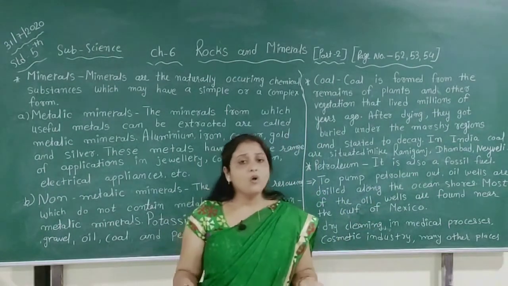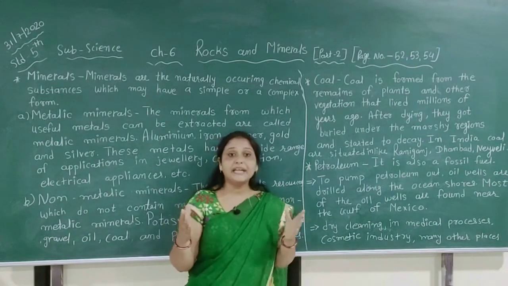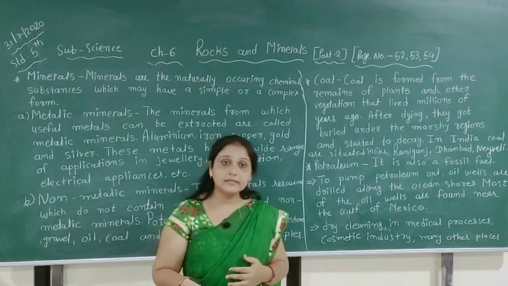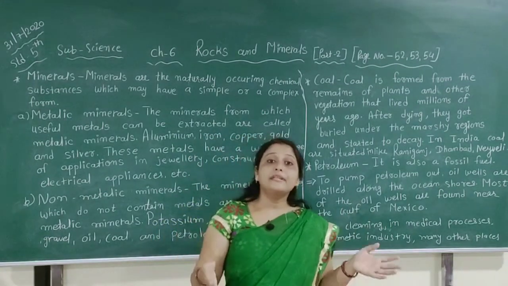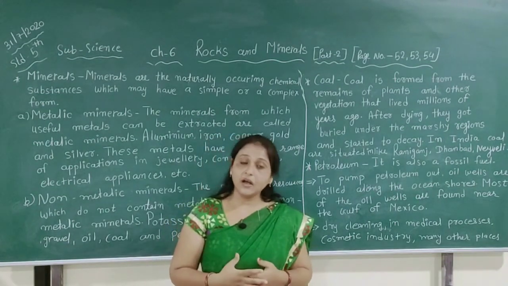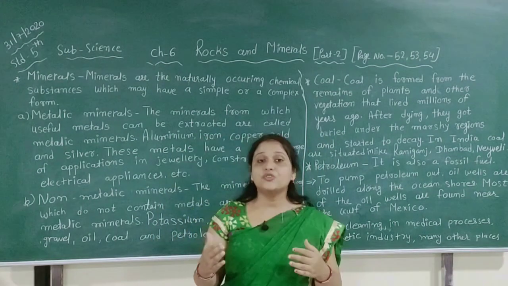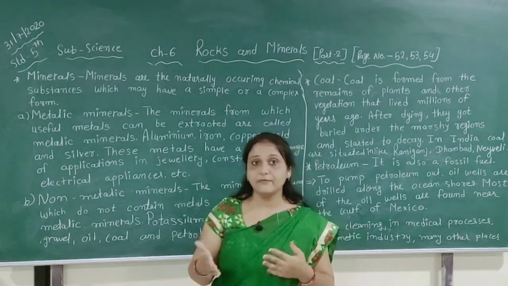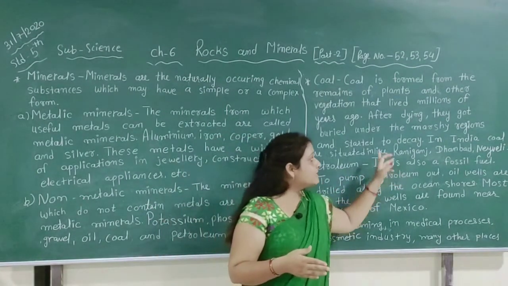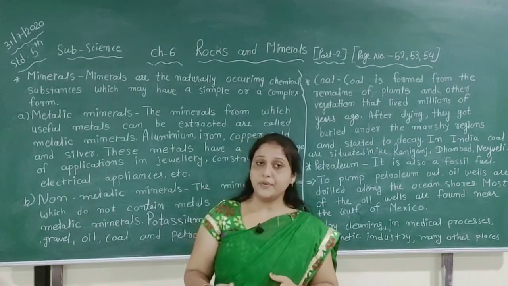So how can we get coal? Coal is a form of decaying plants and vegetation that die and go under the surface of the earth, and then they get the heat of the earth and convert into coal, and we get the coal. Coal is one type of fossil fuel which we use at our home for making food as a fire in the stove, because it is a fossil fuel, so we can use it for different purposes.